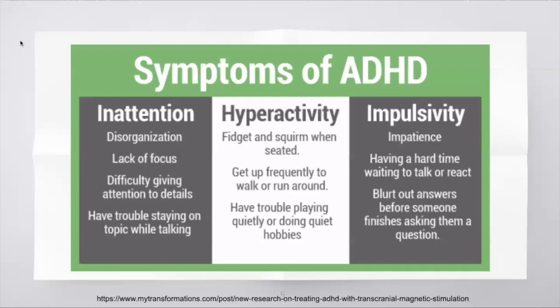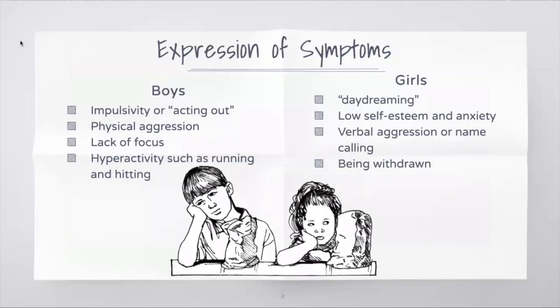ADHD symptoms may look a little different in boys versus girls. If we look at girls first, we see that a lot of times in girls, we tend to have that daydreaming symptom, kind of just in a gaze, looking around, not necessarily being focused. But girls also tend to show lower self-esteem and more anxiety in their tasks, and they can be verbally aggressive or name calling, and sometimes they can show that they're withdrawn.